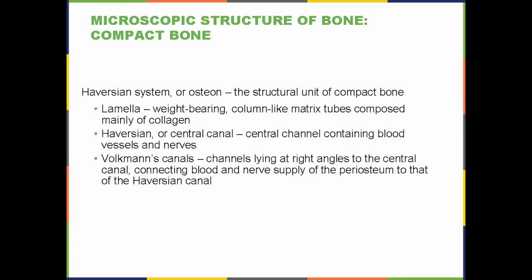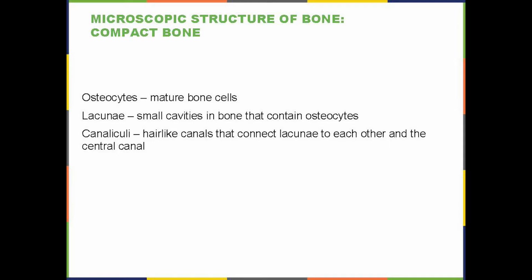So the central area is the Haversian canal, and it contains blood vessels. Each of the rings are called a lamellae. How do you say that? Lamellae. And you said the Haversian canal contains blood vessels? Yes.